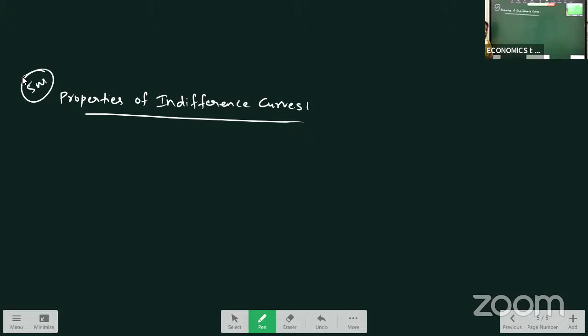Like we know, what is an indifference curve? Indifference curve shows the combination of two goods which gives the same level of satisfaction. Now here certain properties are there. The properties are, first one, indifference curve is always negatively sloping downwards. First property is what? Indifference curve is always negatively sloping downward.